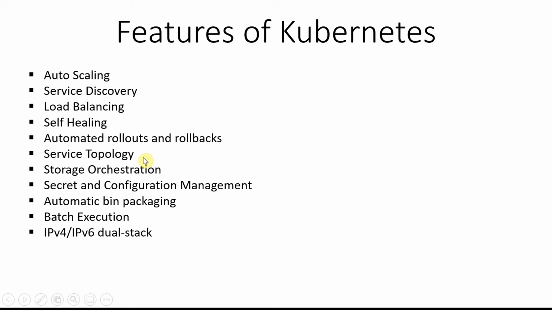And service topology. Again, you can come back to microservices. Kubernetes is the best fit for microservices, but it doesn't mean that it's only for microservices. It can support even monolithic applications also. The only prerequisite is that Kubernetes expects your application to be containerized. Even a monolithic application can be deployed on Kubernetes, but it has to be containerized. That is a prerequisite.